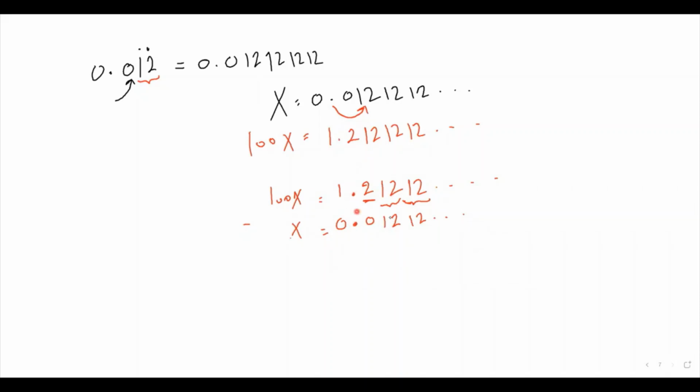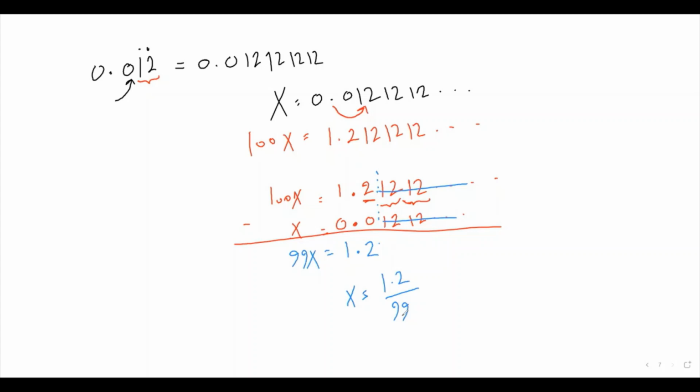Then the answer kind of reveals itself to us, because at this point you can see that the 12s right after this position, everything is gone from top and bottom, right? Because 12 keeps repeating itself. However, after the decimal point, 2 minus 0 is 2, and 1 minus 0 is 1, and 100x minus x is 99x, and we're left with basically 1.2/99.